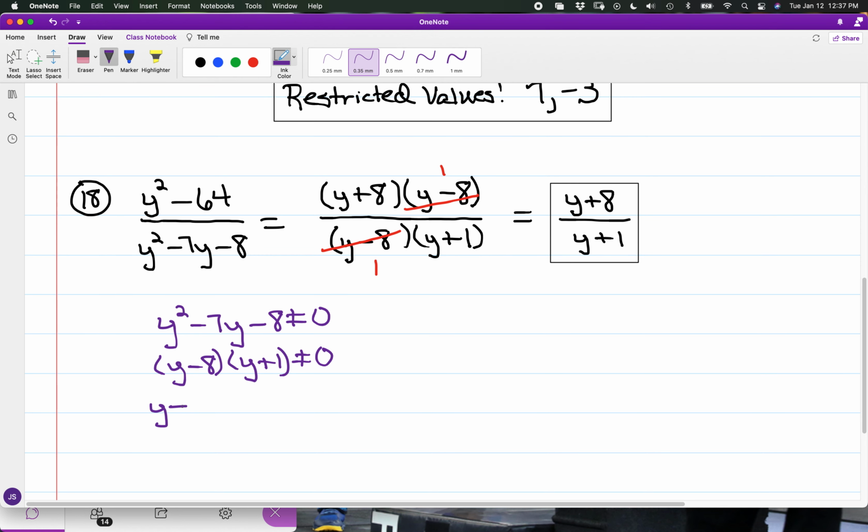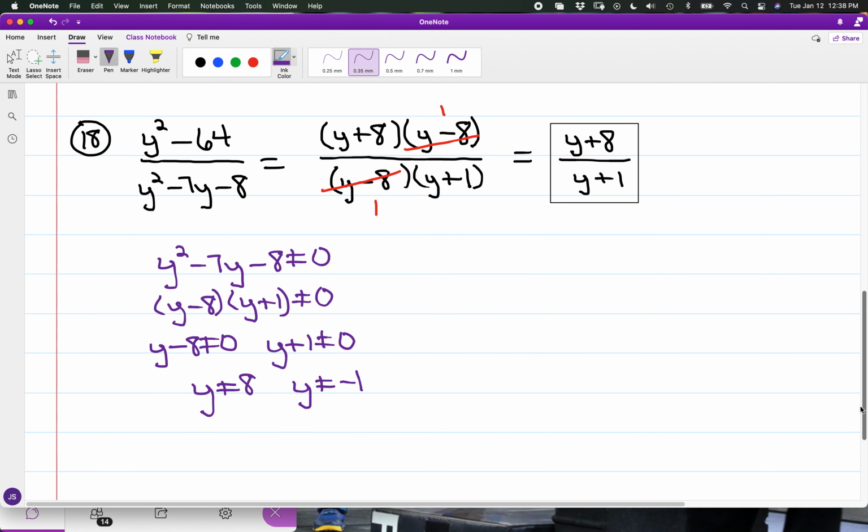So for y minus 8, that cannot be 0, and y plus 1 cannot be 0. So from y minus 8, we have that y cannot be equal to 8, and from y plus 1, y cannot equal negative 1.